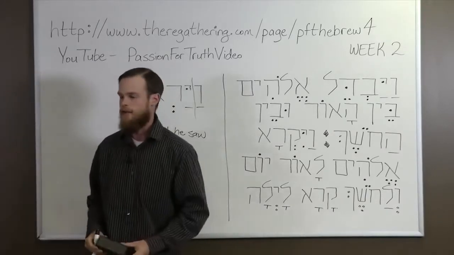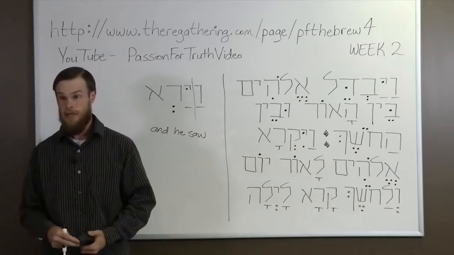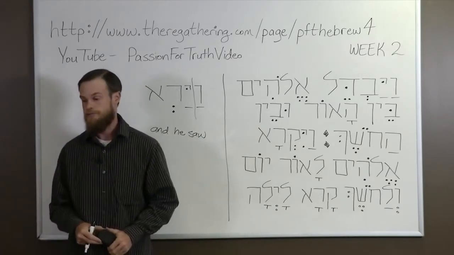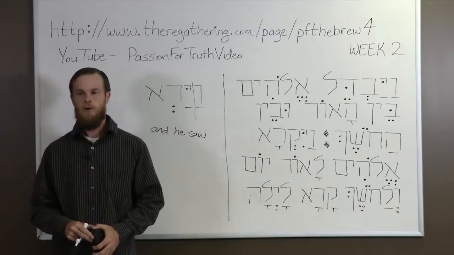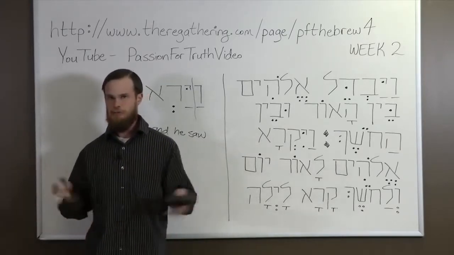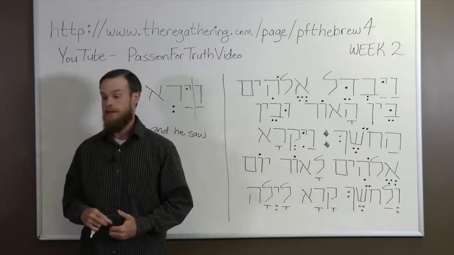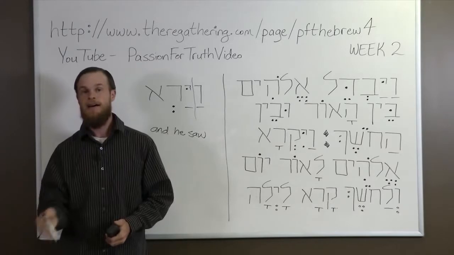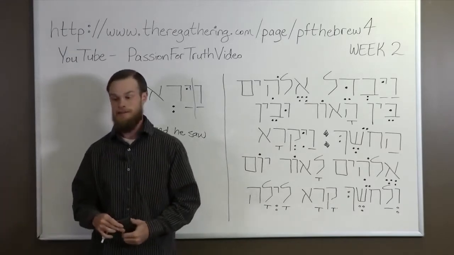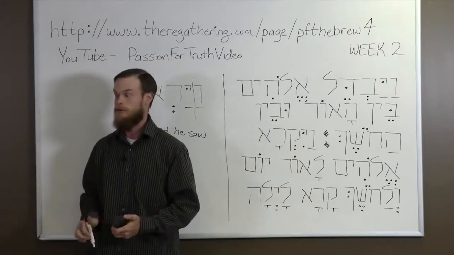All right, so Vayara, and he saw. Who saw? Elohim. Elohim's the subject. He's the one doing the seeing. Et haor. Now we've got our et, because he's not just seeing in a general sense. He's seeing something specifically. And what he's seeing is the direct object, et haor. He saw the light. The light that just came into existence in verse number 3.